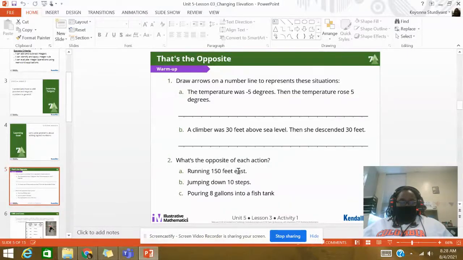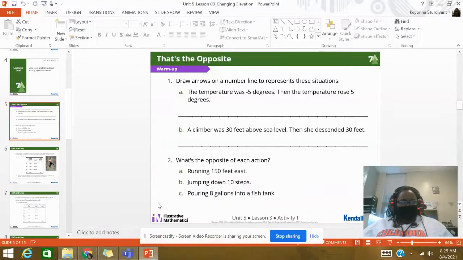Question two says, what's the opposite of each action? So if I'm running 150 feet east, the opposite of that would be what? B says jumping down 10 steps. So what's the opposite of that statement? And then C says pouring 8 gallons into a fish tank. So what's the opposite of pouring 8 gallons into a fish tank?